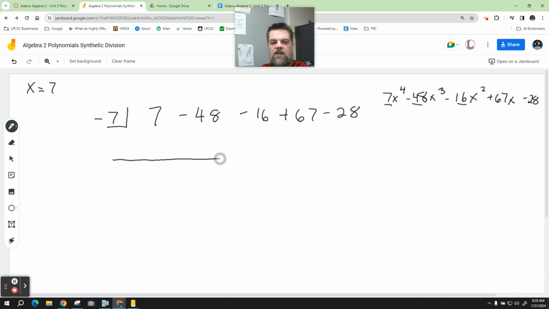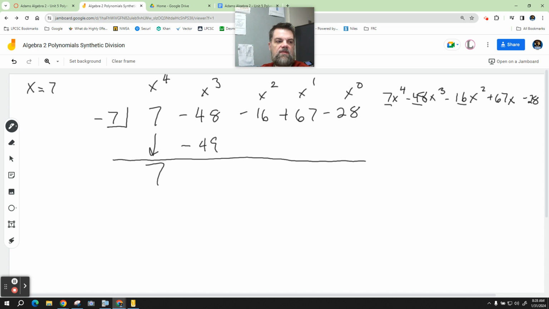Now this algorithm is easy. Drop the first term, 7. Remember, this represents the x to the 4th, this represents the x to the 3rd, this represents x squared, this represents x, and technically this represents x to the 0. What's 7 times 7? Actually, you know what? Erase this. I wrote this down wrong. This should be just positive 7. So 7 times 7 is a positive 49.